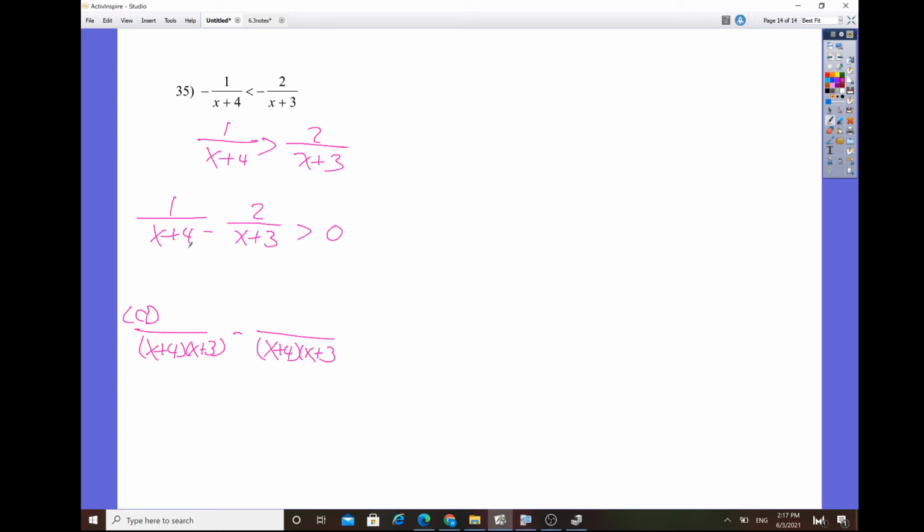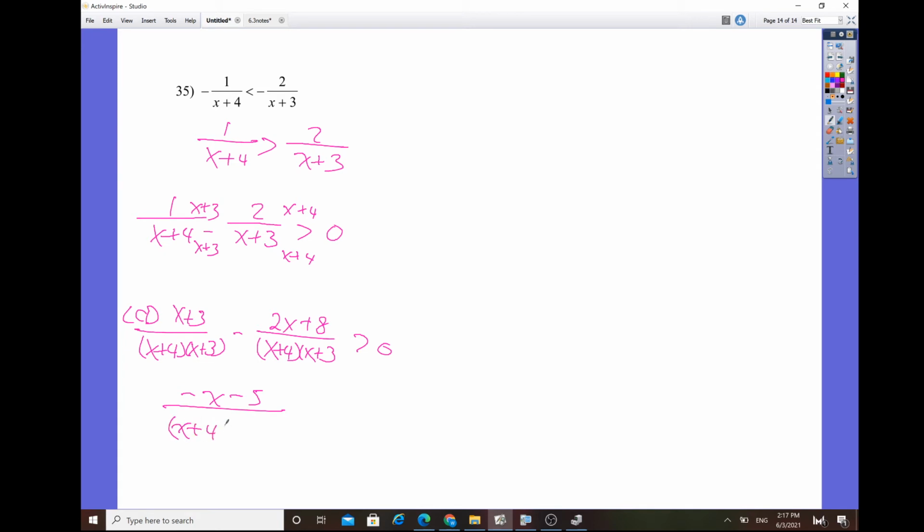And then you multiply the missing binomial, top and bottom. So this one we need x plus 3. Over here, we need to multiply by what? x plus 4. Distribute, so we get x plus 3 minus 2 times x, and then 2 times 4 plus 8. So combine this all together. x minus 2x, negative x. 3 minus 8, negative 5.